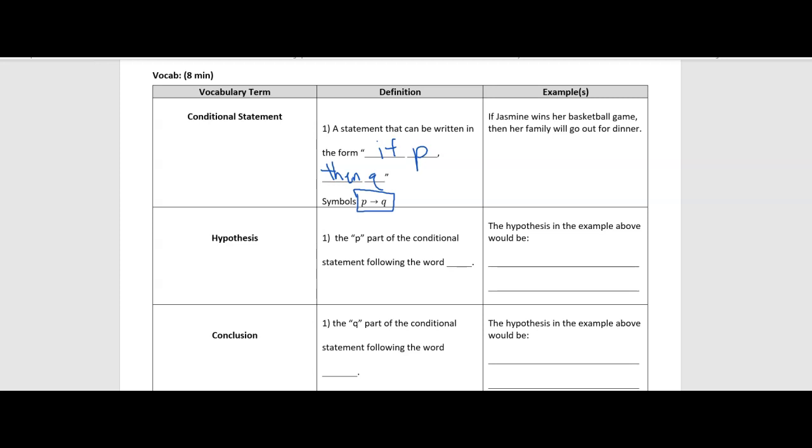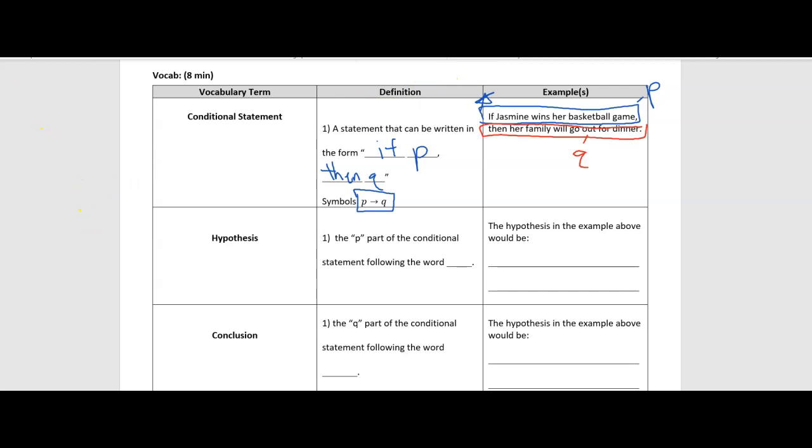So an example of a conditional statement would be if Jasmine wins her basketball game, then her family will go out for dinner. So the P part of this, right, is if Jasmine wins her basketball game. That's the P. The Q portion would be then her family will go out for dinner. So if she wins the game, then her family will go out for dinner.